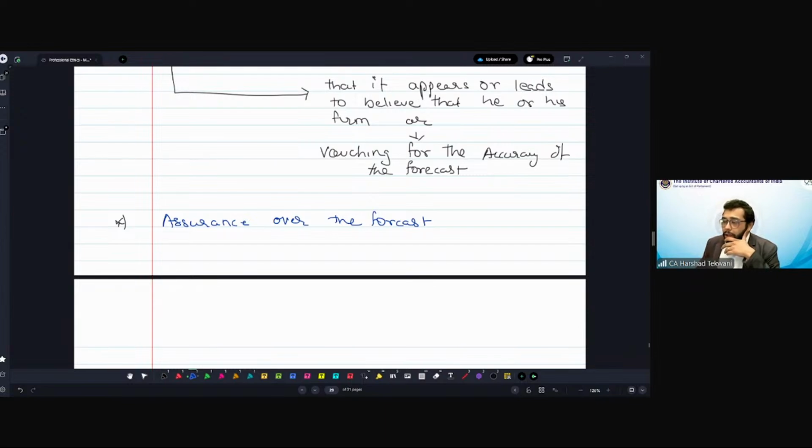See, you do not provide any assurance over the project report. I do not provide any assurance. The moment you provide an assurance on a project report, this will get attracted.